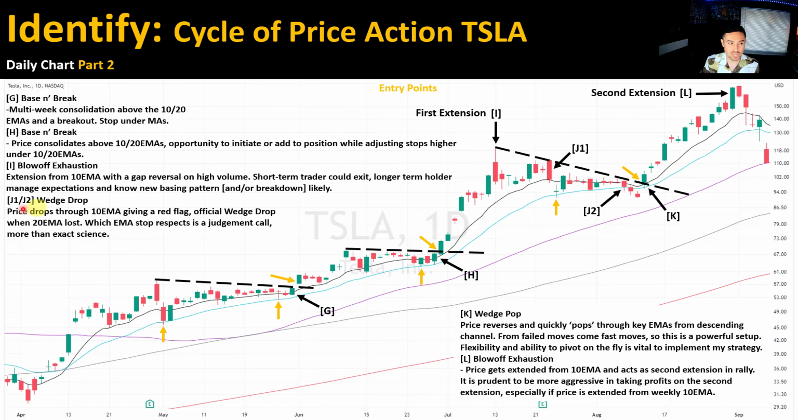Then you can see at J1 and J2, this is where we have the wedge drops. So price wedge drops through the 10 EMA here, and then we wedge drop through the 10 and 21 EMA in this vicinity. But then at point K, we get the wedge pop. So the wedge pop is back up through the key moving averages, and you get a nice downwards trend line coming through here. So a bit of a downwards channel, a downwards wedge more so than a downwards channel, coming through in this region here. And then at point L, we get the second extension.